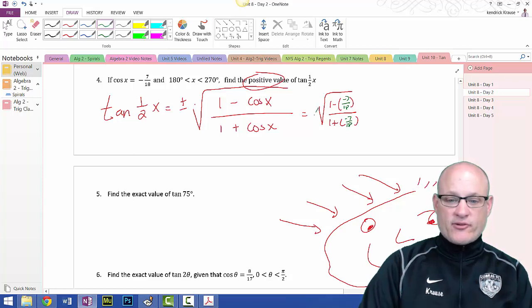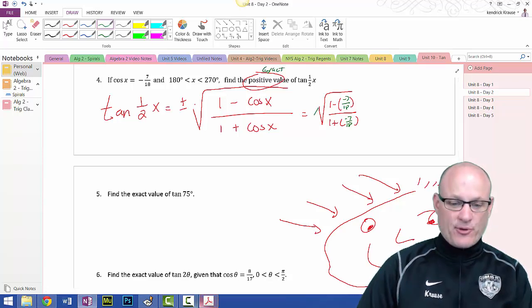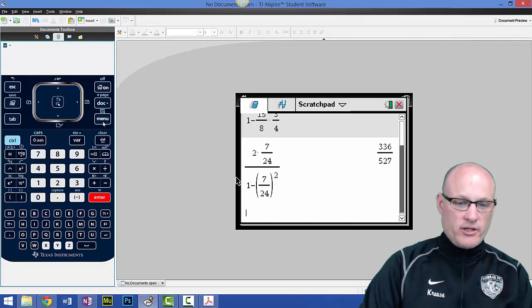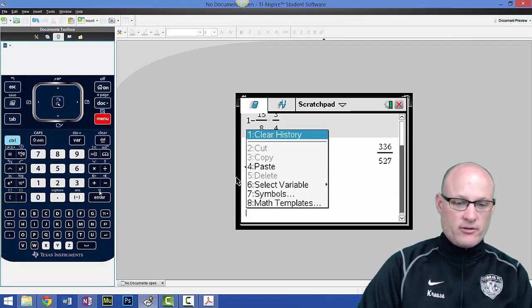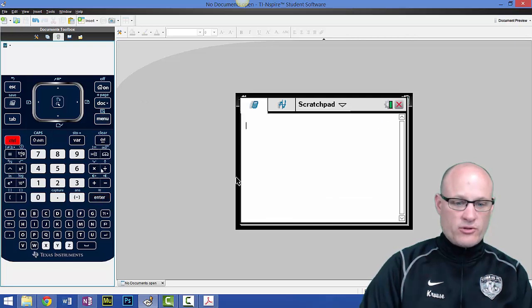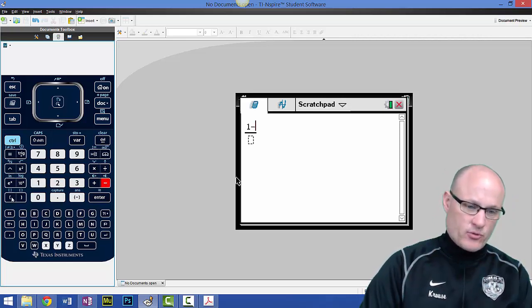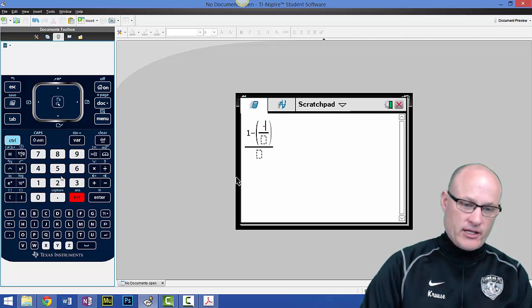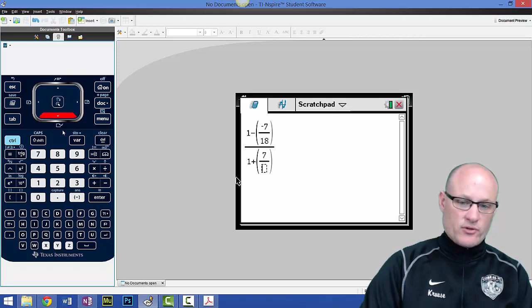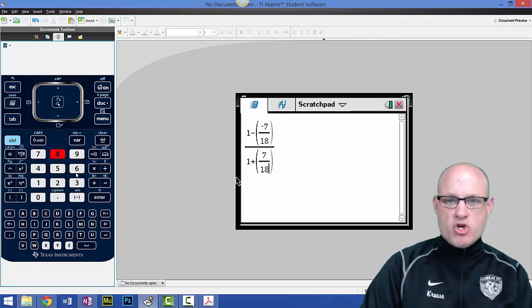Now, because this is a square root and they want to find the positive value, I should have said exact, because exact means we're not putting that radical in our denominator. We're going to come over here and clear all this out. Then we'll go, okay, control division. I'm not putting the radical in. 1 minus parentheses, control division, negative 7 over 18 all over 1 plus parentheses, control division, 7 over 18. Yes, the parentheses take a little extra time. Do it.